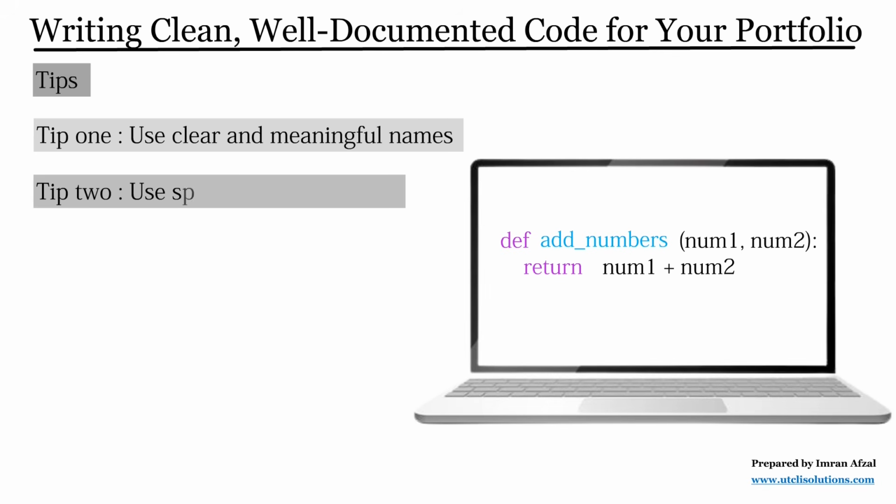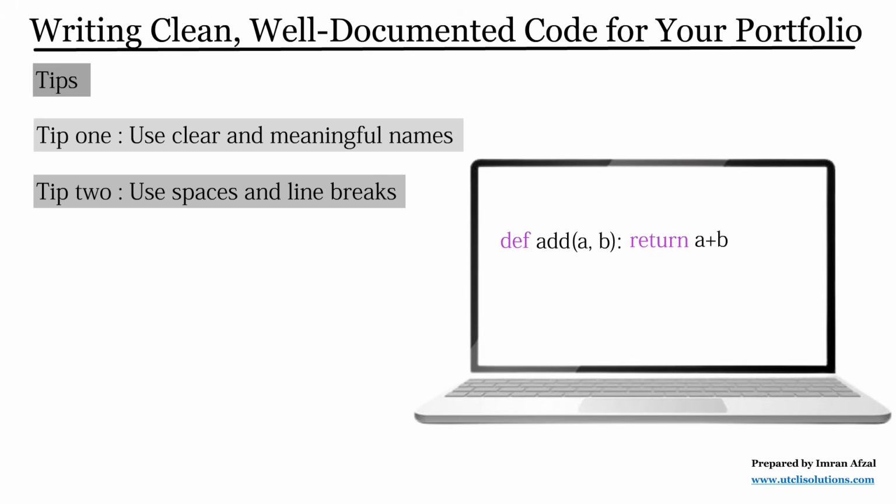Tip number two, use spaces and line breaks. Spaces and blank lines make your code easier to read. Don't put everything on one line. Give each part of your code its own space so it's neat and clear.